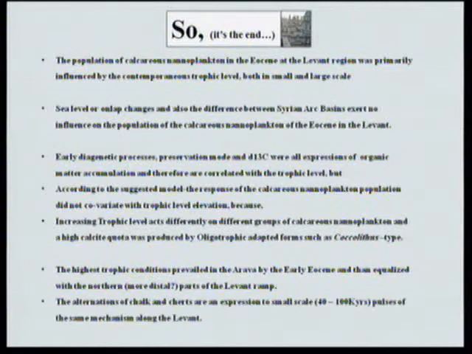And the alternations of chalk and cherts are an expression of small scale cycles, 40 to 100,000 years. Some might say that 40 to 100,000 years reminds them of the Milankovitch cycles, but I don't dare to say the Milankovitch cycles for the Eocene. And these are processes of the same mechanism along the Levant. And thank you very much.